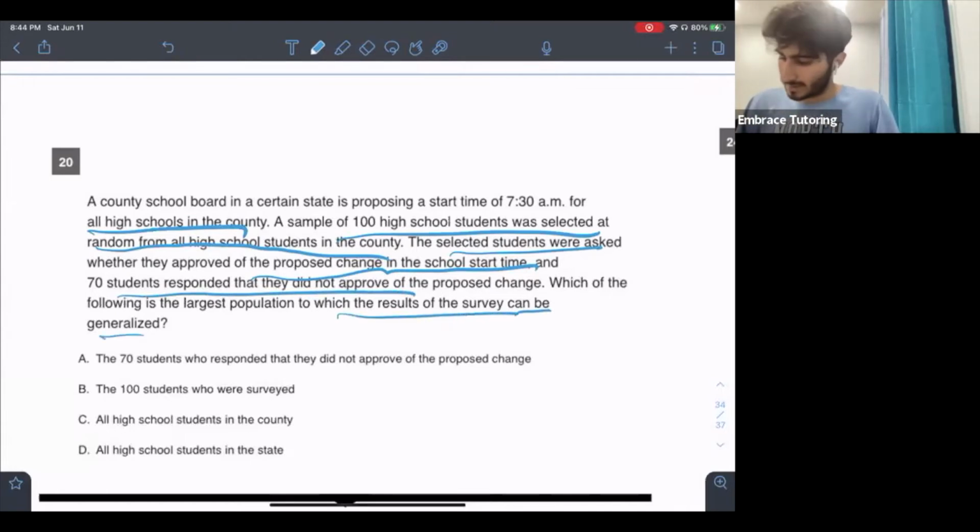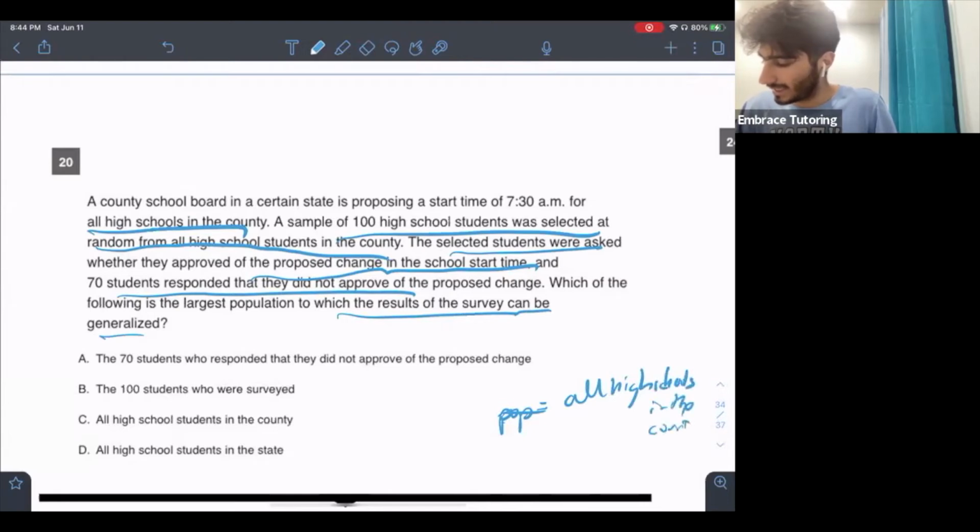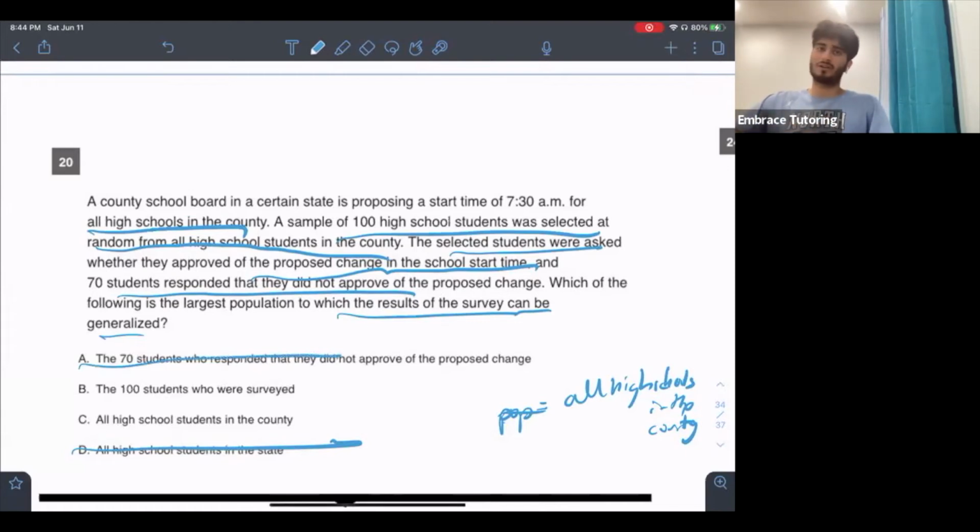So the largest population is all high school students in the county, meaning that the largest population to which generalization could be made is all high school students in the county, because that's where the sample was taken from. It can't be all high schools in the state, because that's not where the students were taken from. It can't be the 70 students who responded, because if they were randomly chosen, then the randomization means the data could be trusted. All the 100 students who were surveyed, that's not correct as well.